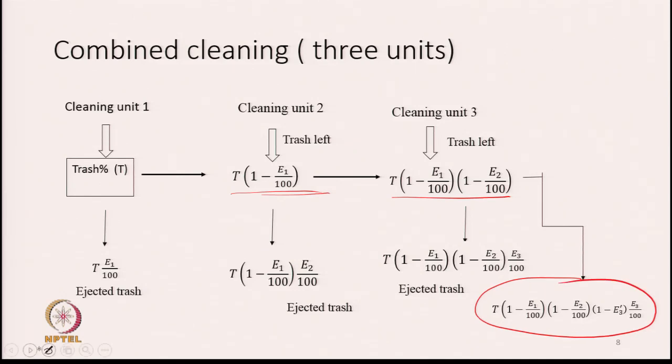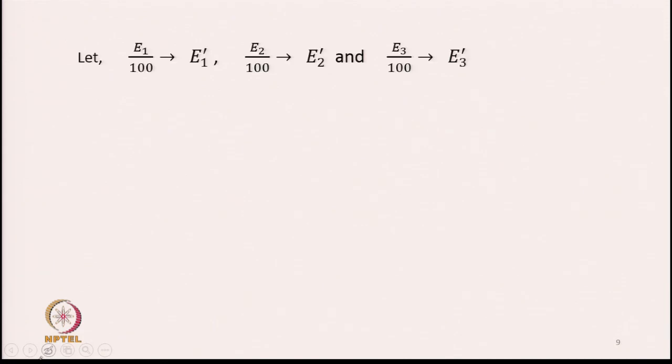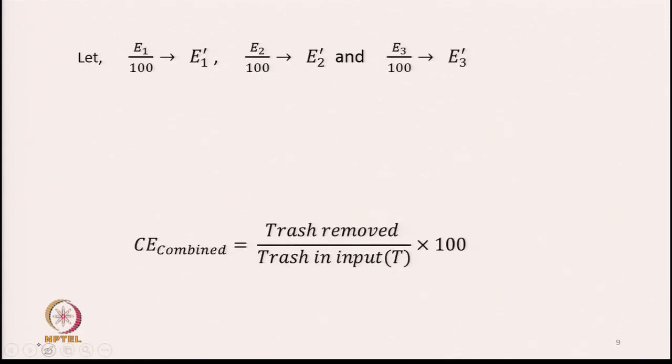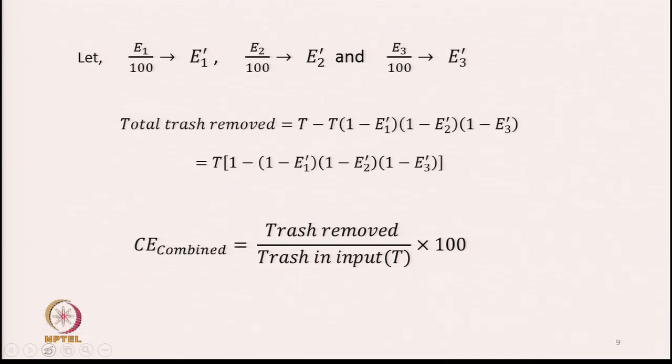So, the steps are exactly the same. We first change the values E1 to E1 dash, E2 to E2 dash and E3 to E3 dash, that is, these values are normally given in percentage terms. So, we divide by 100 and we get the values E1 dash, E2 dash, E3 dash for 3 different machines. So, the total trash ejected is exactly going to be the same as was shown earlier.